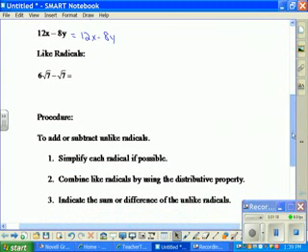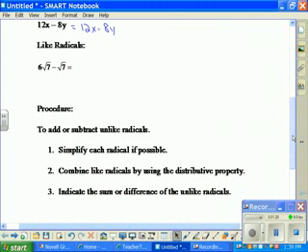And when we have like radicals, what they have in common is that radicand. The radicand is what sits underneath the radical, right? So if I have 6 radical 7 minus radical 7, do they have like radicals? Yes. What's the coefficient if nothing's written? Good. 5 radical 7. So what you do is you keep the radical and you subtract the coefficients.